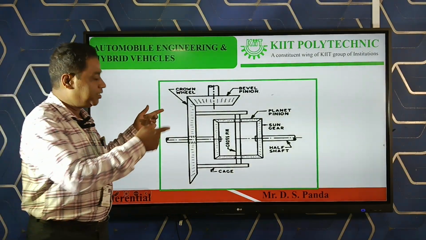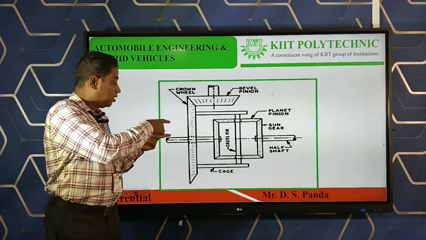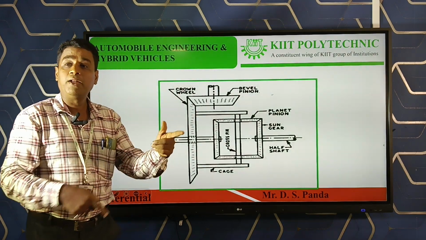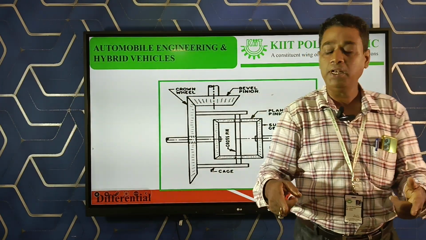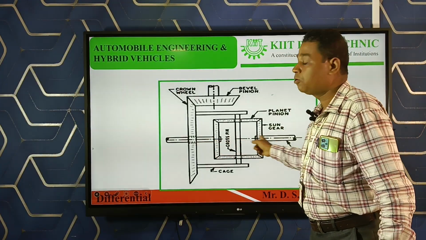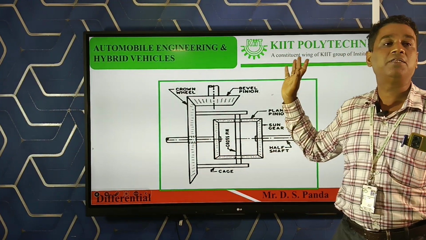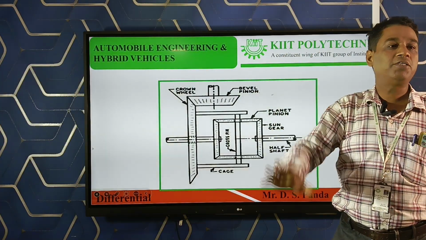And the mechanism developed here in the differential is so that whenever any torque is required during the running of the vehicle, whenever a turn is required, the power is shared by the two half shafts of the rear vehicle, so that it will maintain different speeds.